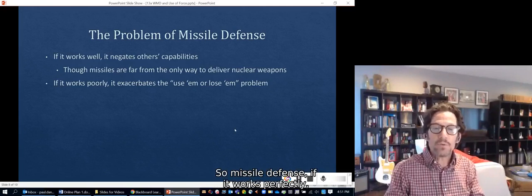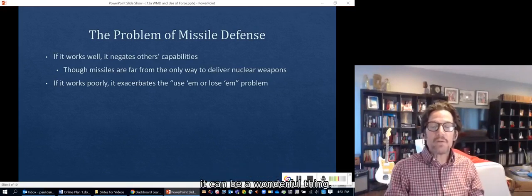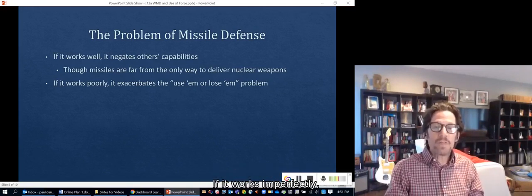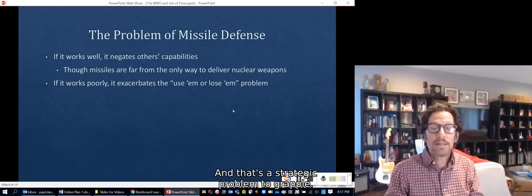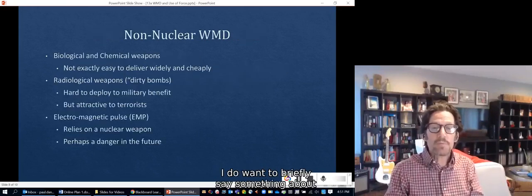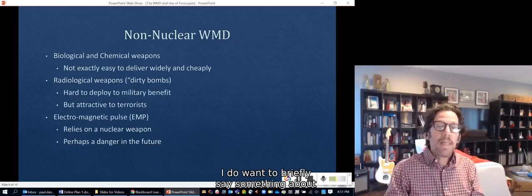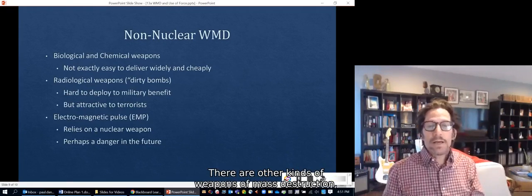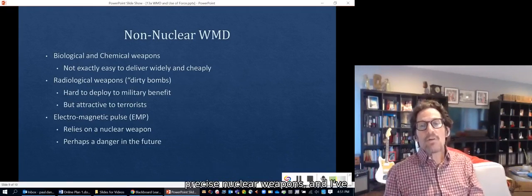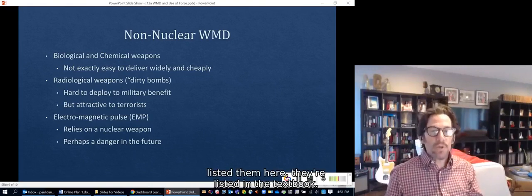So missile defense, if it works perfectly, it can be a wonderful thing. If it works imperfectly, it can create this instability problem again. And that's a strategic problem to grapple with. I do want to briefly say something about non-nuclear weapons of mass destruction. There are other kinds of weapons of mass destruction besides nuclear weapons, and I've listed them here. They're listed in the textbook.